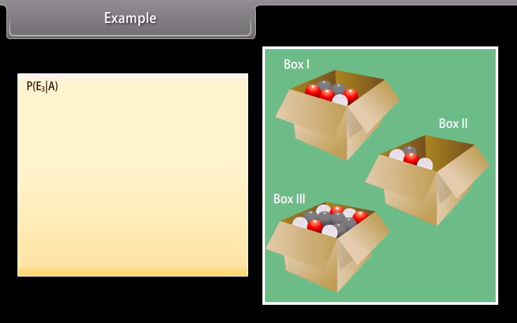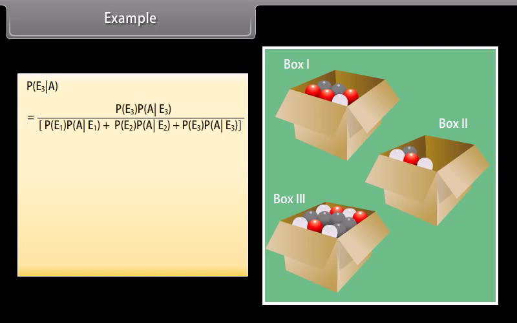Conditional probability of E3 when A is given is equal to probability of event E3 into conditional probability of event A when E3 is given, divided by probability of E1 into conditional probability of A when E1 is given, plus probability of E2 into conditional probability of A when E2 is given, plus probability of E3 into conditional probability of A when E3 is given, is equal to 15 by 59.